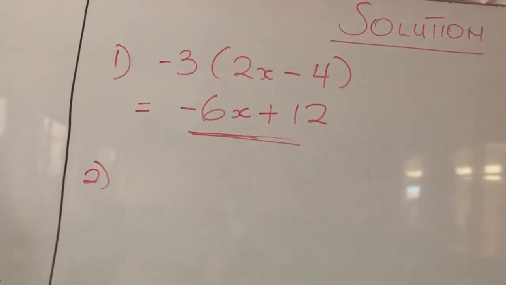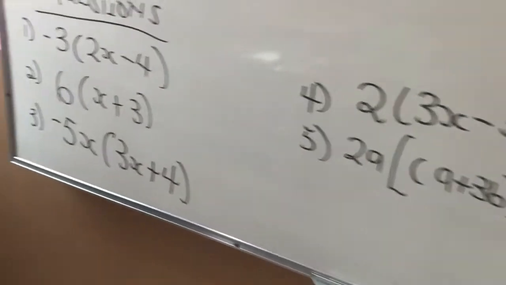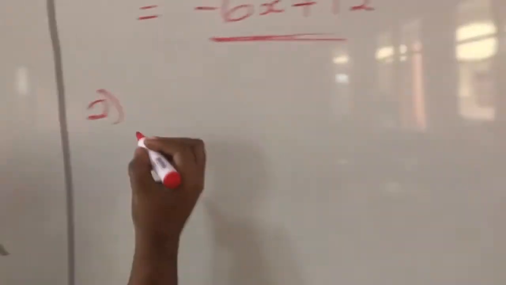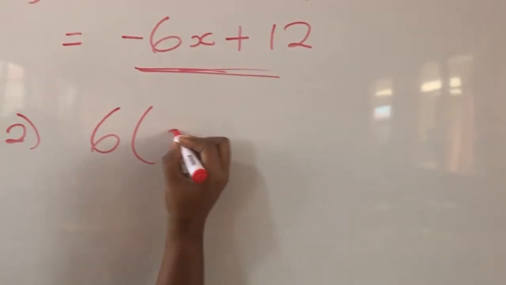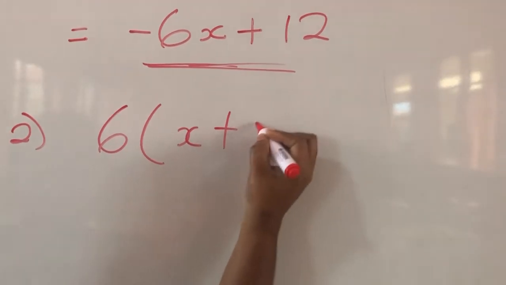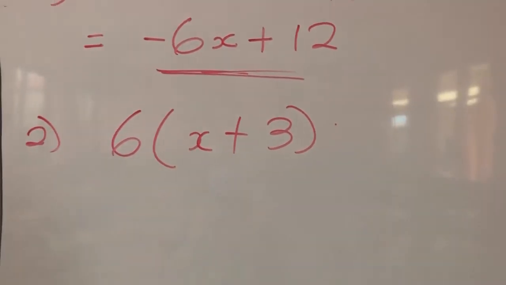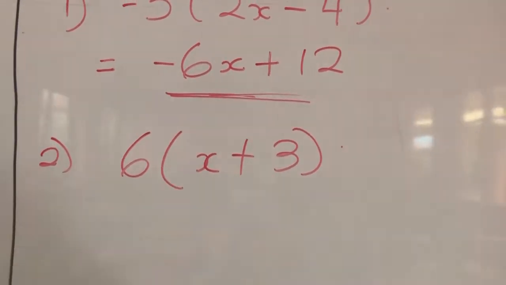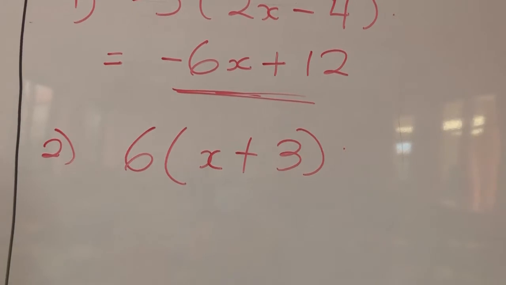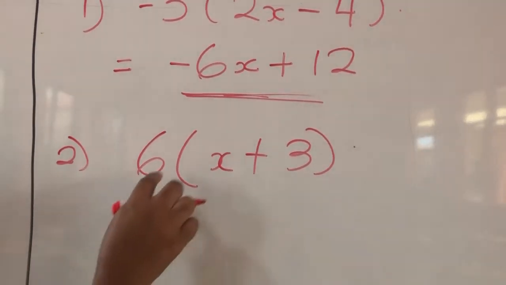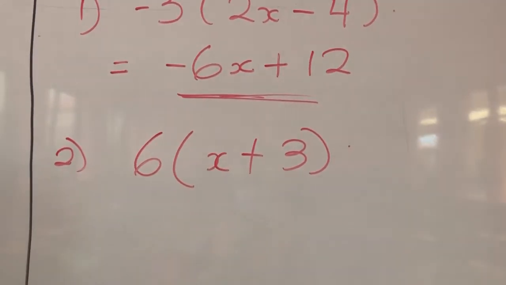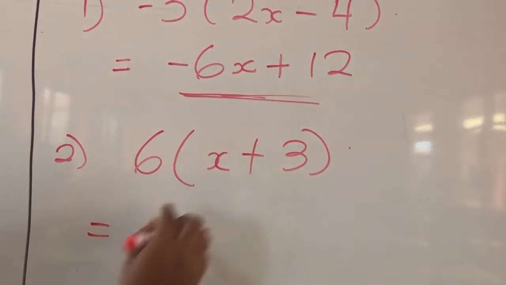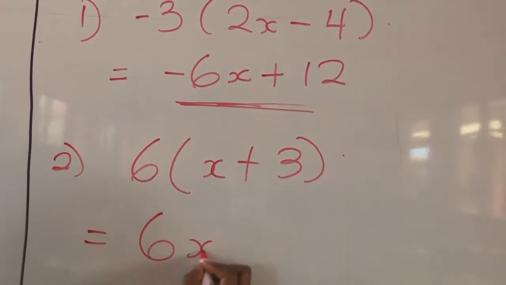So this is basically what we are doing today. Let's pick the second question quickly. The second question is 6 into bracket x plus 3. What's the first step? You focus on the number outside the bracket. Is it a positive or a negative number? You see that it is a positive number. The second step, it is going to multiply each member inside the bracket. So your is equal to sign. 6 times x is what? 6x.